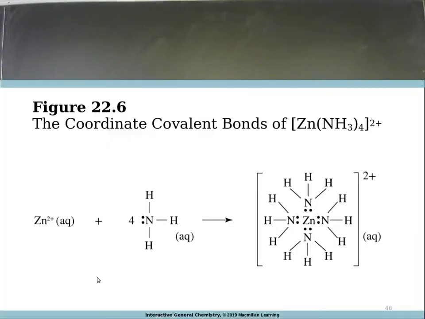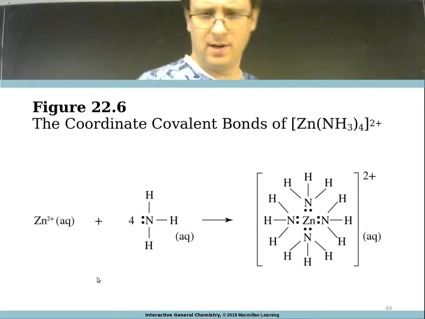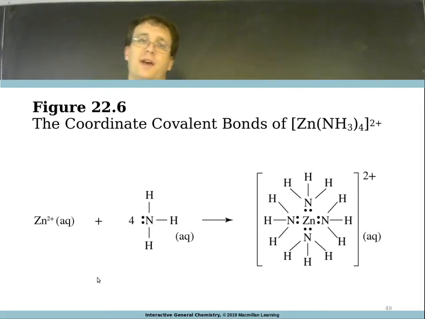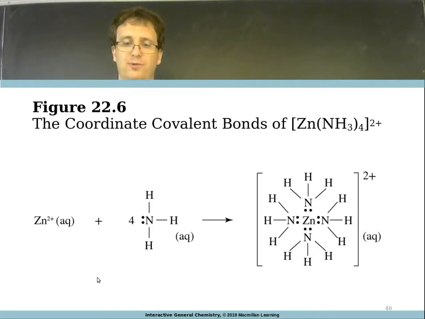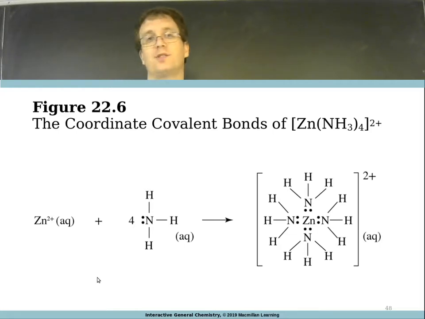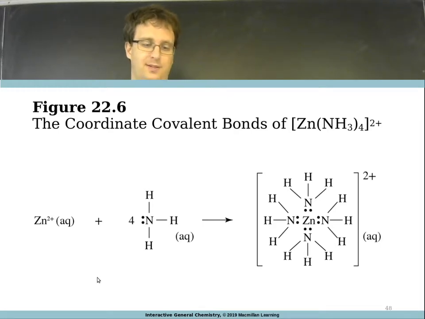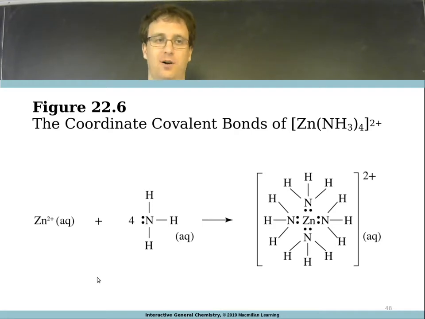So ammonia is a very common ligand. Here we have a zinc 2+ cation. It will form a complex with 4 ammonia molecules. You can see that the ammonia molecules have their lone pair, which is going to form a new covalent bond. The complex in the end is still carrying a positive 2 charge, so this is a complex ion. The coordination number in this case is 4. There are 4 atoms involved in forming new covalent bonds with the zinc.